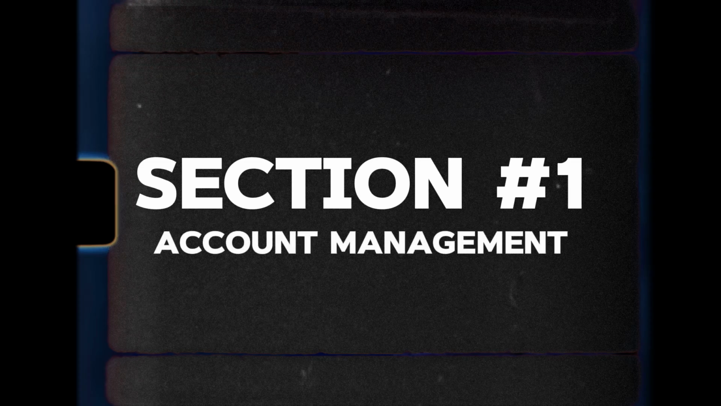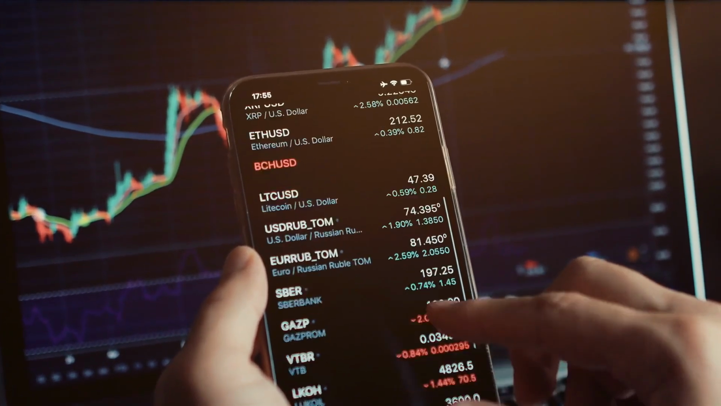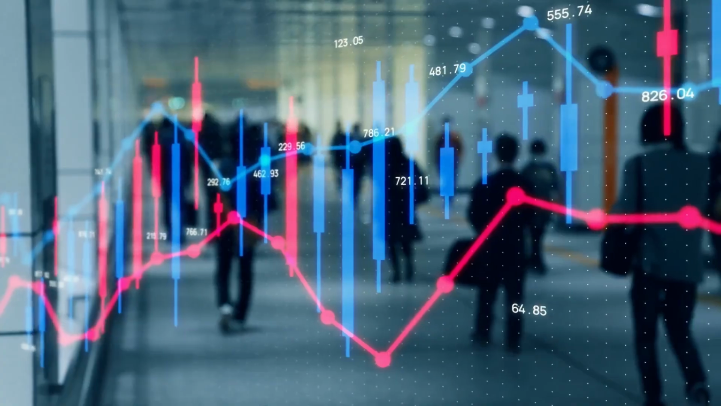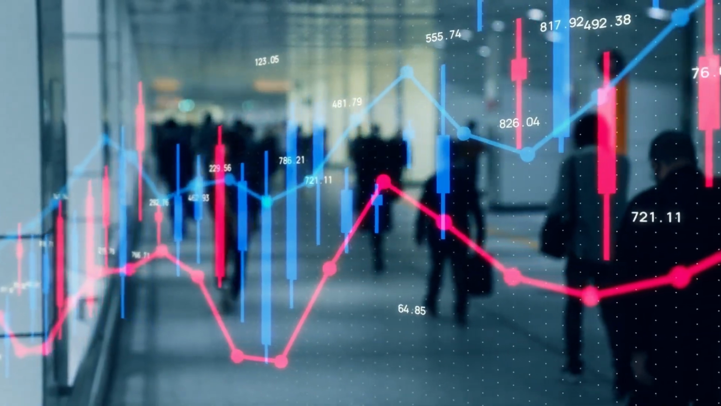Section 1. Account Management. Rule 1. Understanding different types of bank accounts. Detail the various types of bank accounts including savings, checking, money market, and certificates of deposit, CDs. Explain the features and benefits of each account type and how they cater to different financial needs and goals.